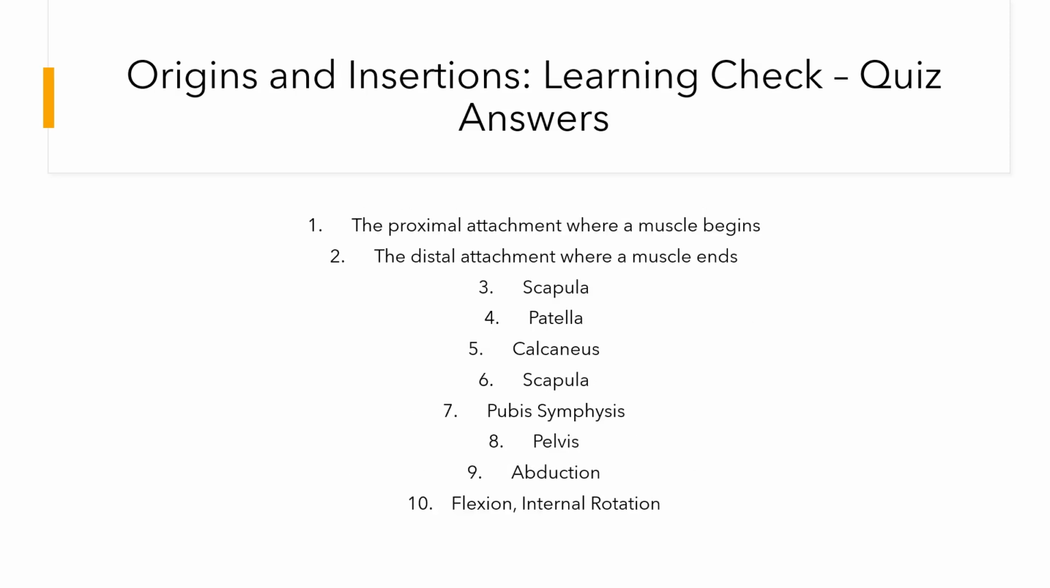Quiz answers for this lesson are as follows. The answer to number 1 is the proximal attachment is where a muscle begins. Number 2, the distal attachment where a muscle ends is the insertion. Number 3, the answer is scapula. Number 4, patella. Number 5, calcaneus. Question 6 is the scapula again. Number 7, the pubic symphysis. Number 8, the answer is the pelvis. Number 9, the answer is abduction. And 10, the motions are flexion and internal rotation.